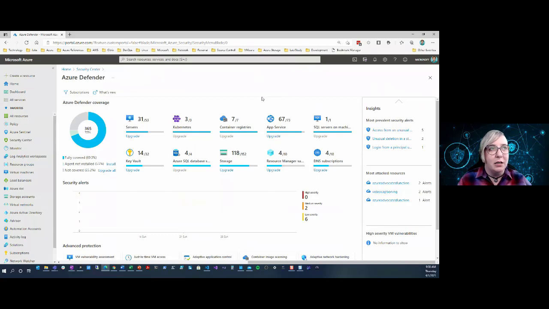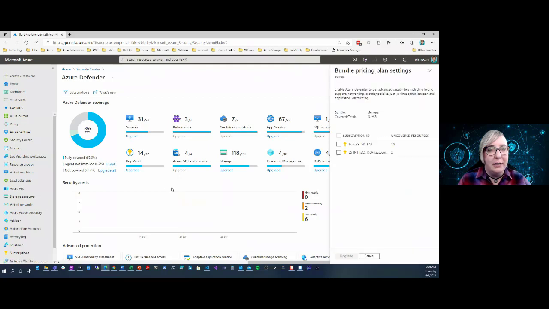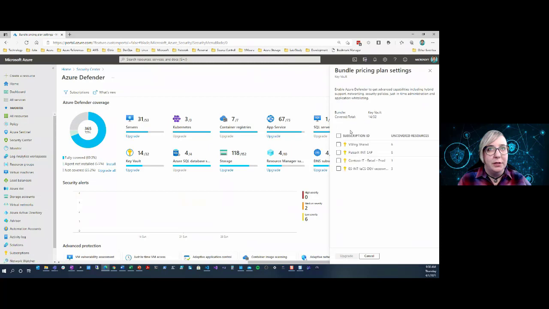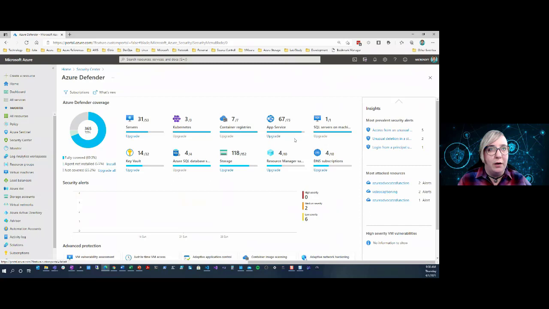And you can see right here, there are a handful of environments that don't have Azure Defender enabled. So if you see something that says upgrade, you can click on that and select the subscription. If I upgrade it, it's not going to work because I don't have rights to do that. But you just upgrade everything at the subscription level for VMs or for servers. Same thing with Key Vault. It's not enabled for these subscriptions. You could do it one by one, or you could do all subscriptions at once and hit upgrade. So that'll showcase each one of the different Azure Defenders, which is kind of cool.